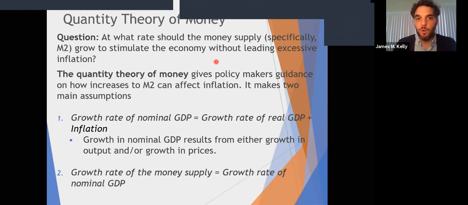that occurs. To understand the quantity theory of money, we need to understand a couple of pieces. The first piece is that any growth in nominal GDP is going to come either from growth in output or growth in the price level. So if there's an increase in nominal GDP, it's either through prices growing or real GDP growing. There's no other source.